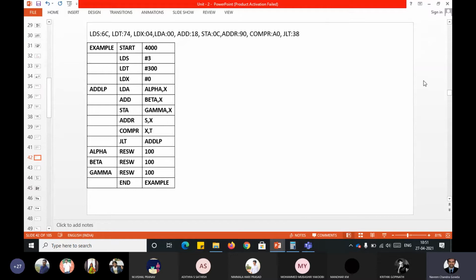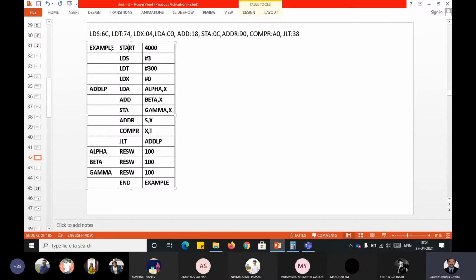Okay, students. So this is the given problem statement. I hope you understood my last two example programs, whatever we have given. So this is the third example which I'm taking up. In this example, you can observe the given program and also the starting address.